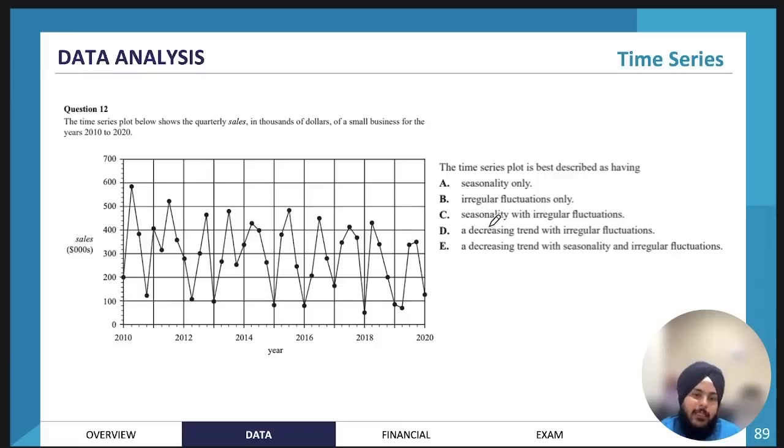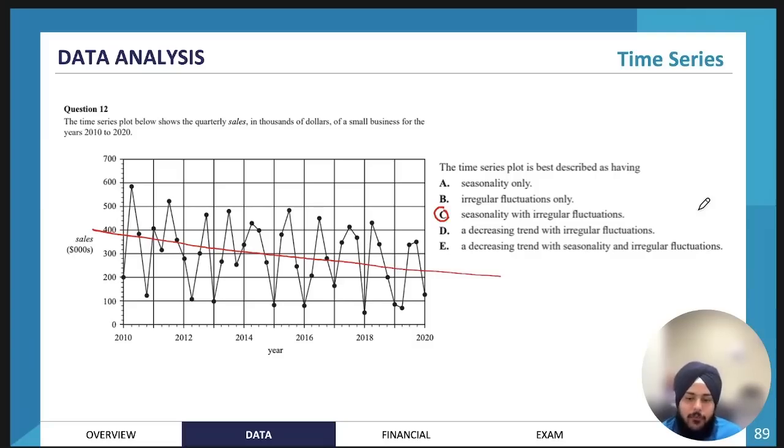So that immediately looks like a seasonality pattern. And if we look at the values going like this, it looks like a decreasing trend, but it's not really that obvious. So I wouldn't really say it's a decreasing trend, although it does look like one. So the answer here is actually going to be C. It's seasonality with irregular fluctuations. Remember, irregular fluctuations are in every particular graph that you draw, so they will be found in every single time series plot.